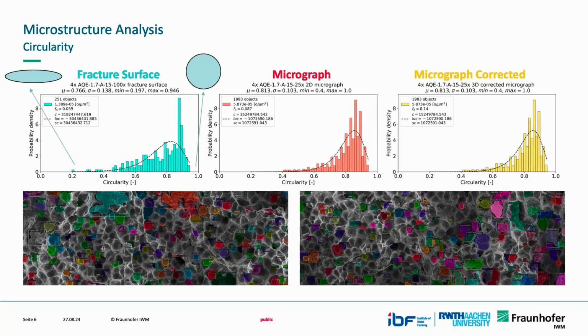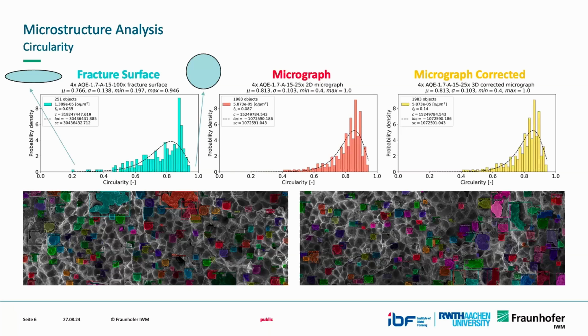First, I'm going to talk about the circularity of the particles analyzed. So what is the shape of the particle? 1 is ideally round, and 0 is, well, I guess, infinitely long. So we have here the distribution function of the fracture surface analysis. We have the distribution function of the micrograph, and we have something called the micrograph corrected.